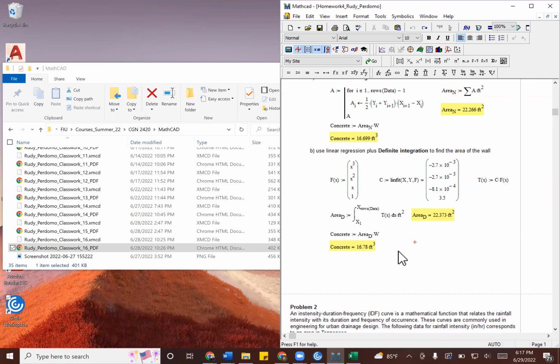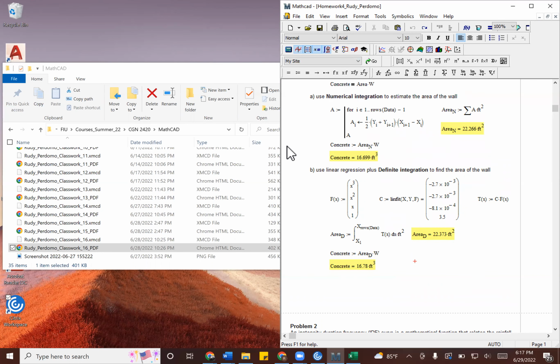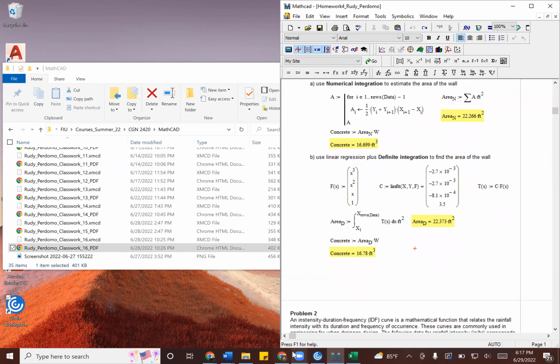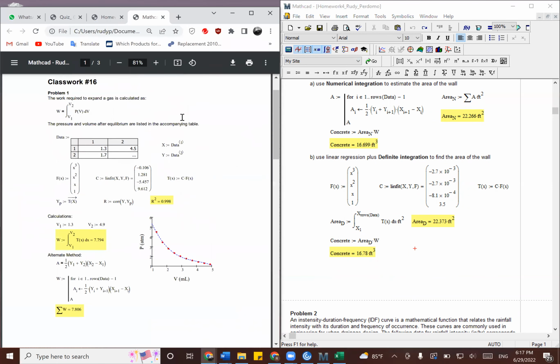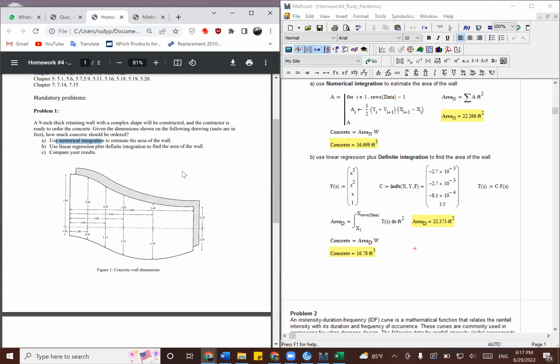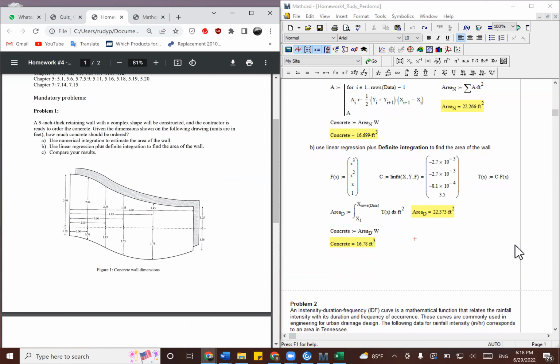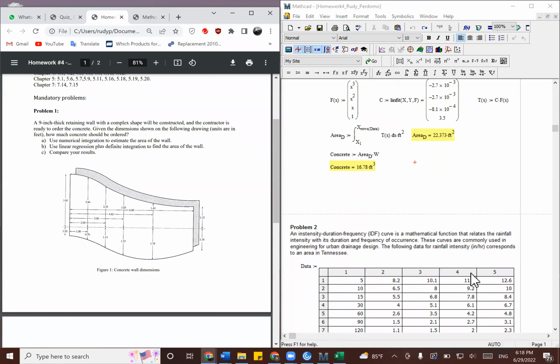Okay. So like I said, they're about the same, so I think I did it right, but you know, probably made a mistake somewhere. And that's just part A and part B. And it says compare your results. I don't know what she wants us to do, like just write out that they're about the same. I think just showing it is enough. I don't know.